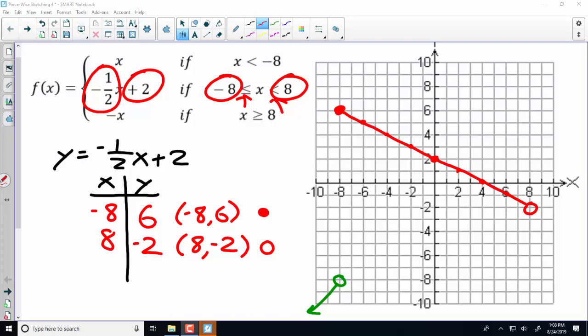Quick double check. Equal to on the -8, no equal to on the 8. Solid on this end, hollow on this end. We got it. All right, let's erase some of this mess so we can do the last piece.